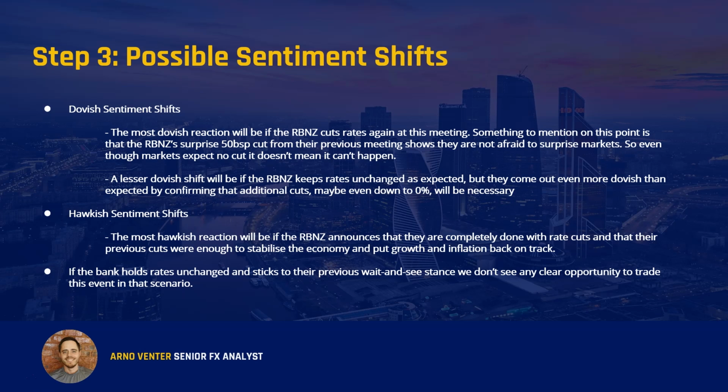Now, in terms of possible dovish sentiment shifts, the most dovish reaction from the RBNZ this week will be if they come out and cut rates. We know this will be a big dovish shift because the markets are widely expecting an unchanged interest rate from the RBNZ this week. So if they come out cutting interest rates by 25 basis points, or even 50 again, that'll be a very big dovish reaction in the markets, and we can basically just enter the Kiwi dollar at market and sell the currency.